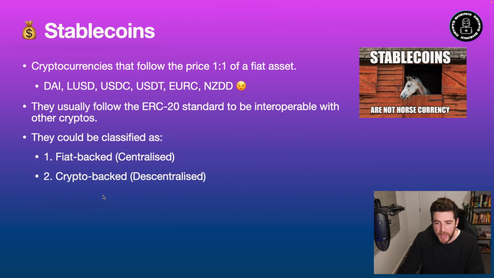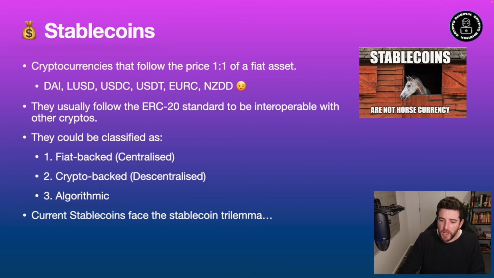Then you have crypto-backed coins that are decentralized. What I mean by decentralized is that there is no central entity guaranteeing the money behind it, but there are smart contracts that hold value as collateral for all the money floating around in the blockchain. And then we have algorithmic stablecoins that can be centralized or decentralized, depending on the algorithm that is implemented, really. And the current stablecoins face what is called the Stablecoin Trilemma.